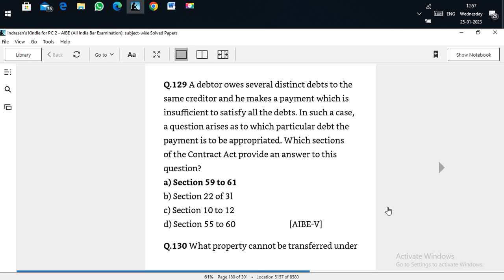A debtor owes several distinct debts to the same creditor and makes a payment which is insufficient to satisfy all the debts. In such a case, a question arises as to which particular debt the payment is to be appropriated. Which sections of the Contract Act provide the answer? Sections 59 to 61.